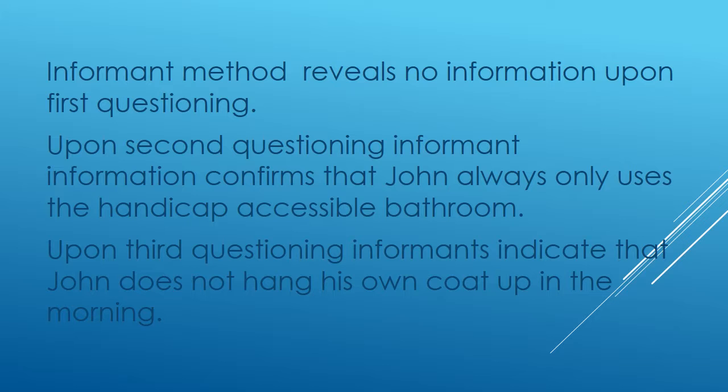Informant method reveals no information upon first questioning. Upon second questioning, when the behavior specialist has gathered some information in other ways, the informant information confirms that John always only uses the handicap-accessible bathroom. Upon third questioning, informants indicate that John does not hang his own coat up in the morning. In John's situation, further manipulations of variables can confirm or refute the thought that John does not like small enclosed spaces.